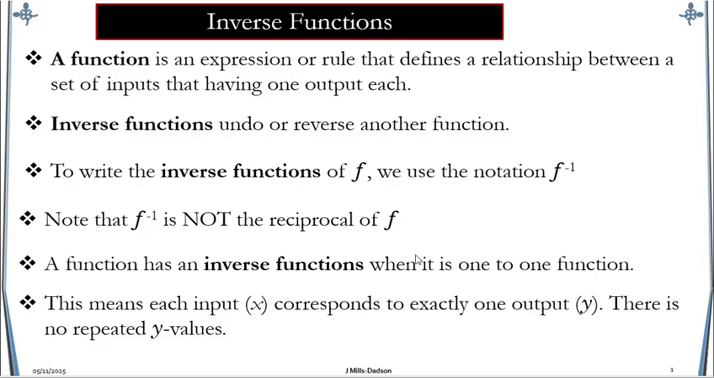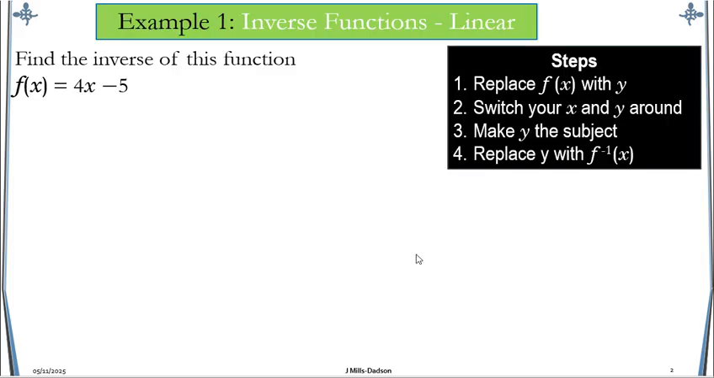So now let's look at how we get an inverse function. This is the function f(x) equals 4x minus 5. We need to write the inverse of this function. These are the steps that I want you to follow.